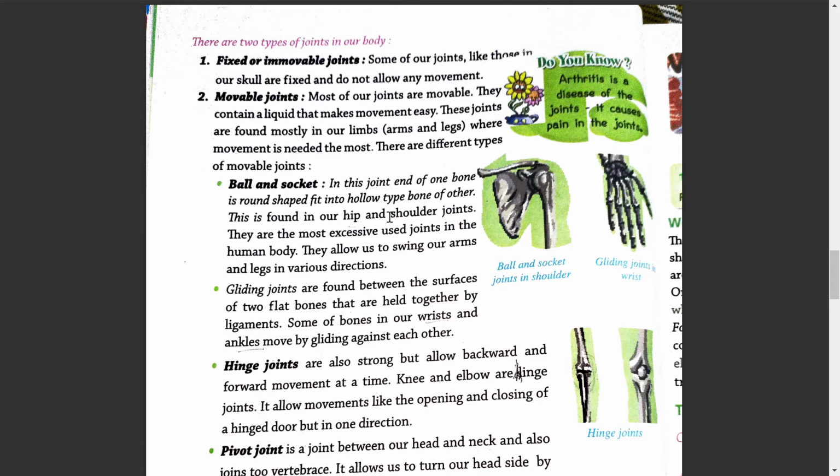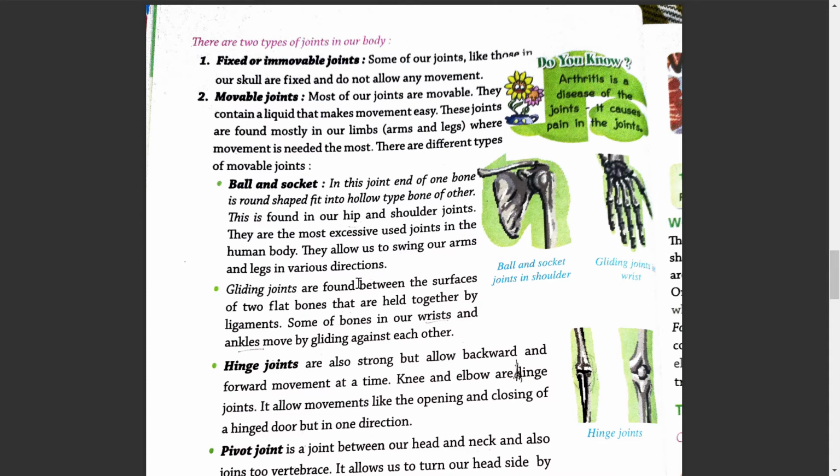There are four types of joints discussed in your book. In the ball and socket joint, the round-shaped bone fits into the hollow bone of the other. This is found in our hip and shoulder joints. They are the most used joints in the human body. They allow us to swing our arms and legs in various directions.